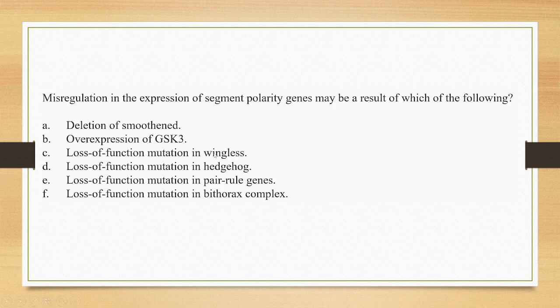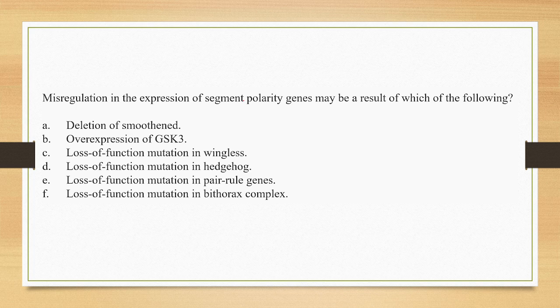The question is, misregulation in the expression of segment polarity genes may be a result of which of the following? So here we have segment polarity genes. We have gap genes, then pair rule genes, and then segment polarity genes. What are the examples of segment polarity genes? We have just studied: wingless and hedgehog. These are all your segment polarity genes.